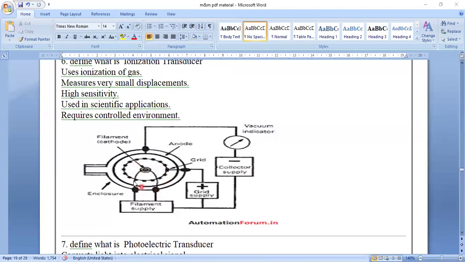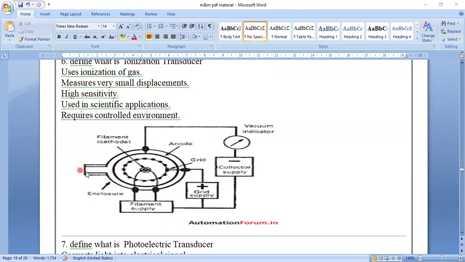Here also you can see a filament is there, and a filament supply is made. Here the filament cathode is there, and the anode is there. One side is connected to this vacuum indicator, and the other side is connected to the grid supply. So this is the filament supply, this is negative and positive, and ionization gas is passed here.